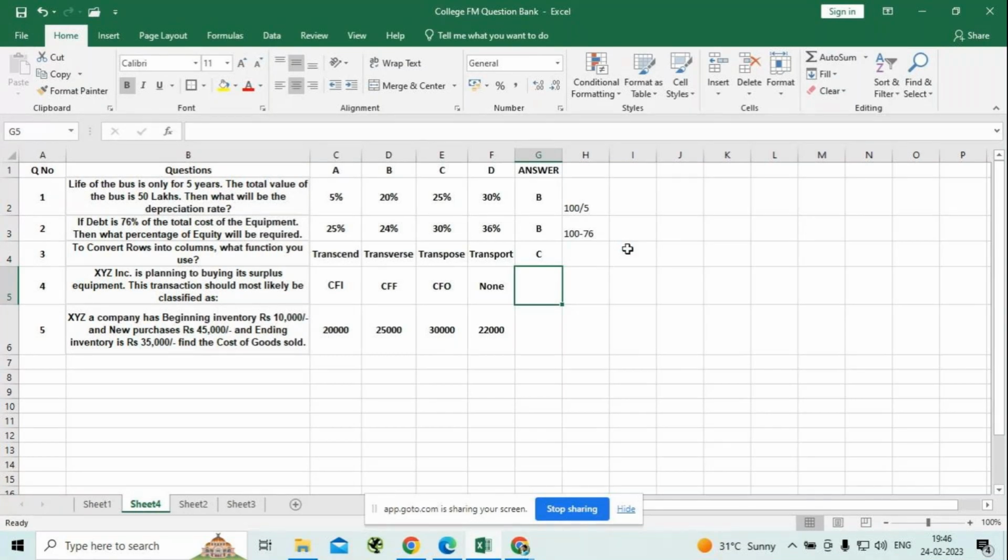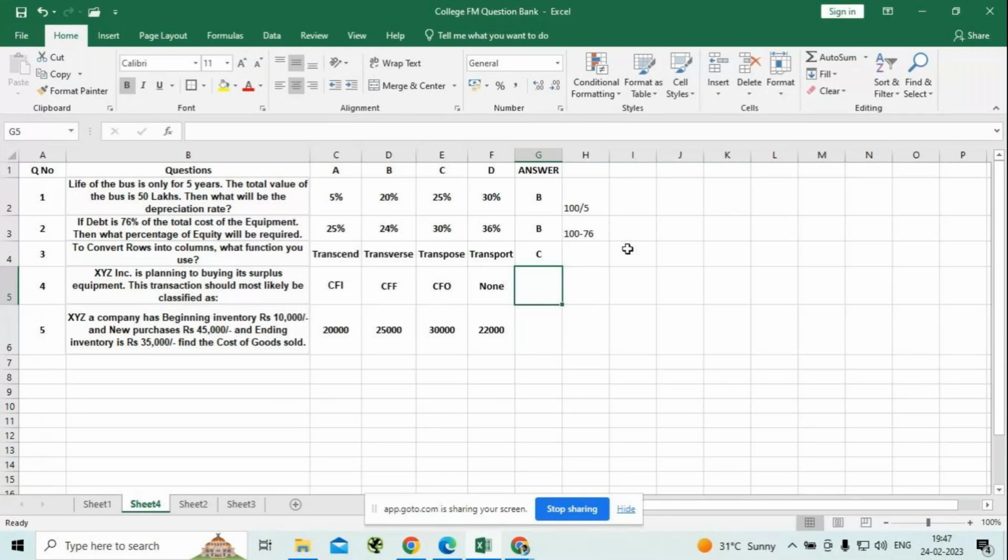For the fourth one, is it none, because they are planning to buy and didn't buy yet, I think? See, it is saying it's surplus equipment. Suppose they buy the equipment, which one is it going to be? Then it will be CFO, sir. What is the full form of all these three? Sir, CFF, cash flow from financing.